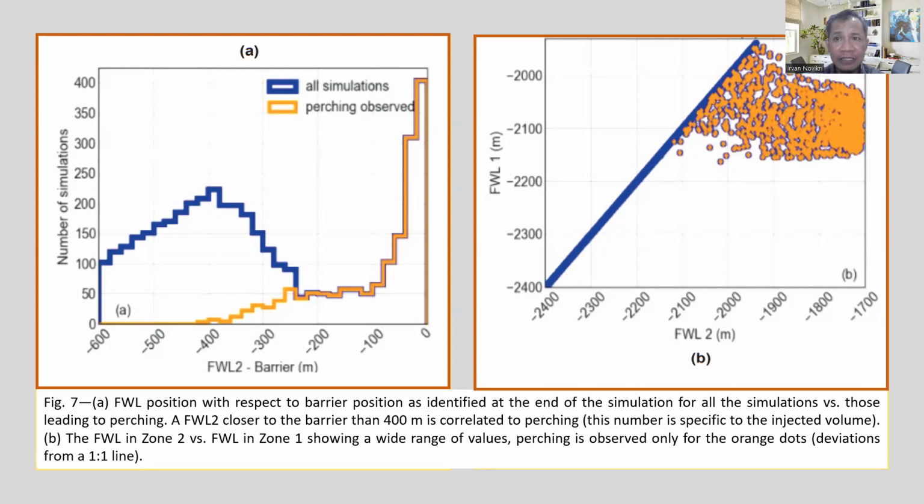This correlation is specific to the injected volume used in the simulation, while the 7B cross plot compares the free water level in zone 2 versus the free water level in zone 1. The plot shows a wide range of values, but perching is a specific phenomenon observed only for the orange dots that deviate from the one-to-one line. This suggests that there is a relationship between the free water level in different zones and the occurrence of perching within certain conditions leading to this phenomenon.